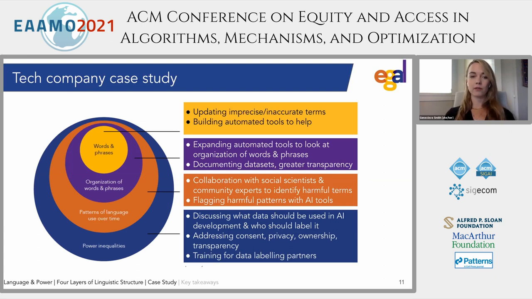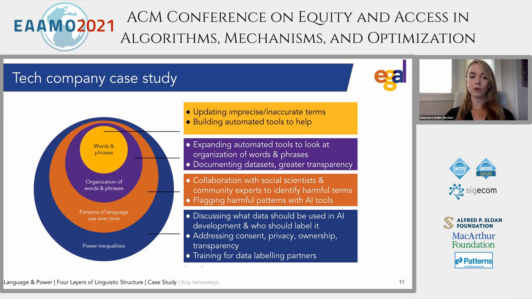In layer 2, the firm expressed commitment towards greater documentation and transparency in data sets to work towards accurate, abundance-based representations of marginalized groups. There's also potential to expand the abilities of the automated tools to consider organization of words and phrases like passive language. Within layer 3, the firm has collaborated with interdisciplinary experts, including our team and community leaders, to develop inclusive language practices that can be built into the tool for flagging harmful content.